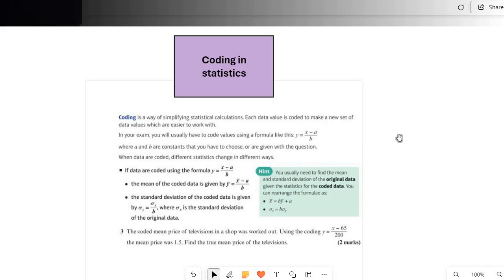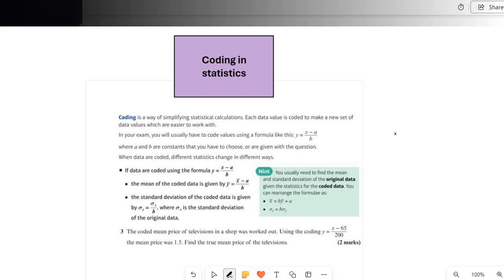In our last video, we discussed the variance and standard deviation of any discrete or continuous data. Today, we will be learning about coding in statistics. Coding is a way of simplifying statistical calculations. Each data value is coded to make a new set of data values which are easier to work with.